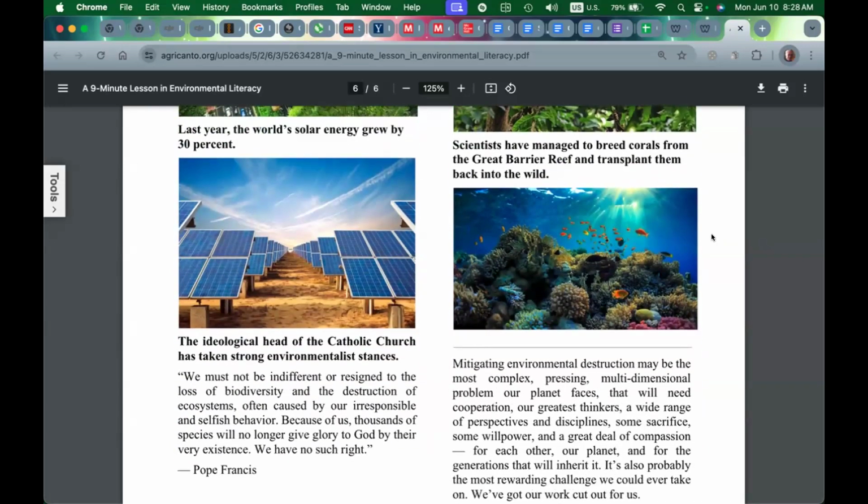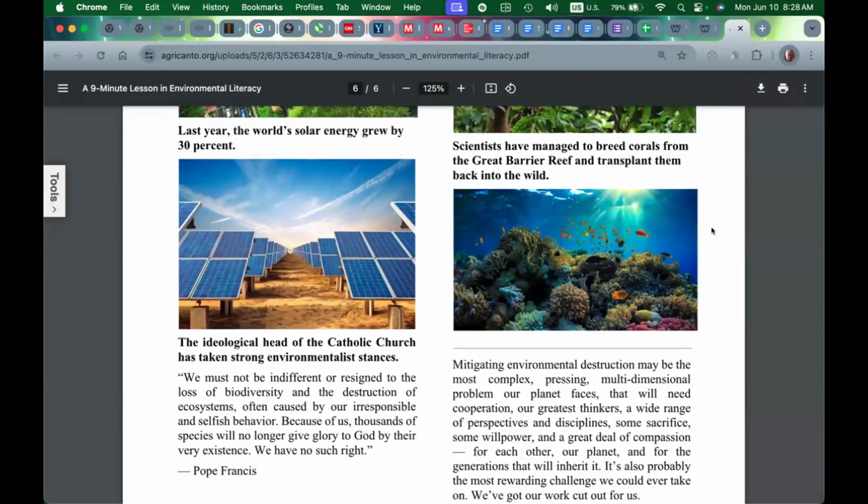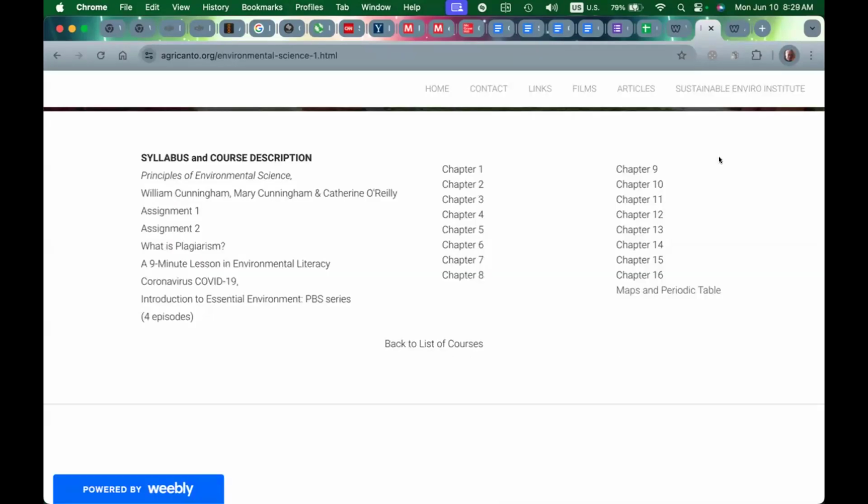The Great Barrier Reef, the largest coral structure in the world, has been, in fact, quite affected. But it's said that scientists have managed to breed corals from the Great Barrier Reef and transplant them back into the wild.